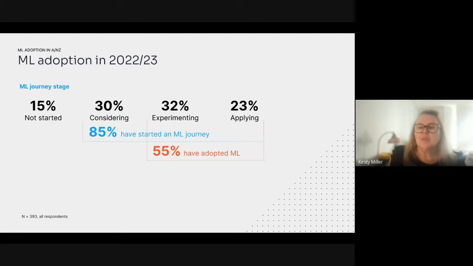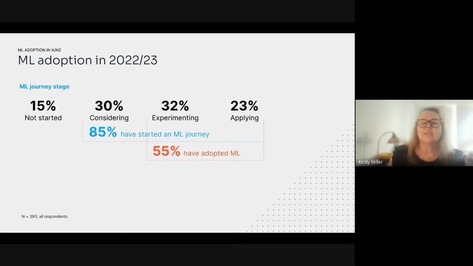There's no surprise that this is a really strong result. I'm not sure if those of you who are sitting on the call expected this or not, but definitely what we can take away from this is that there's a really strong amount of interest in machine learning, as evidenced by the sheer fact that 85% have started their machine learning journey.